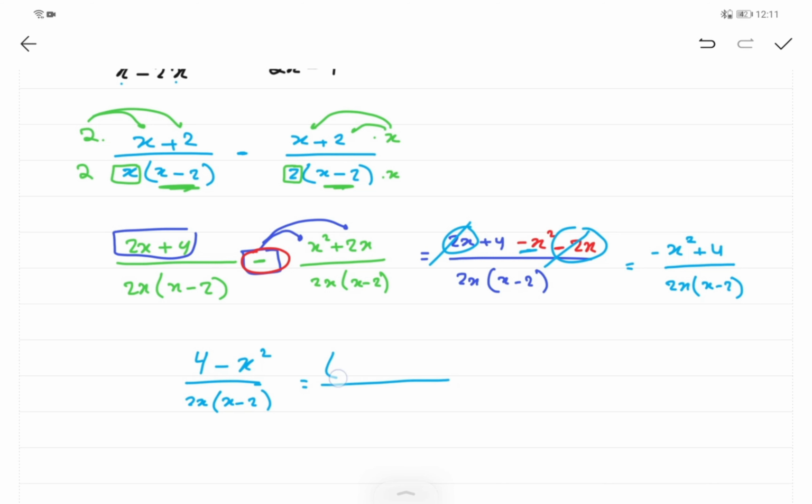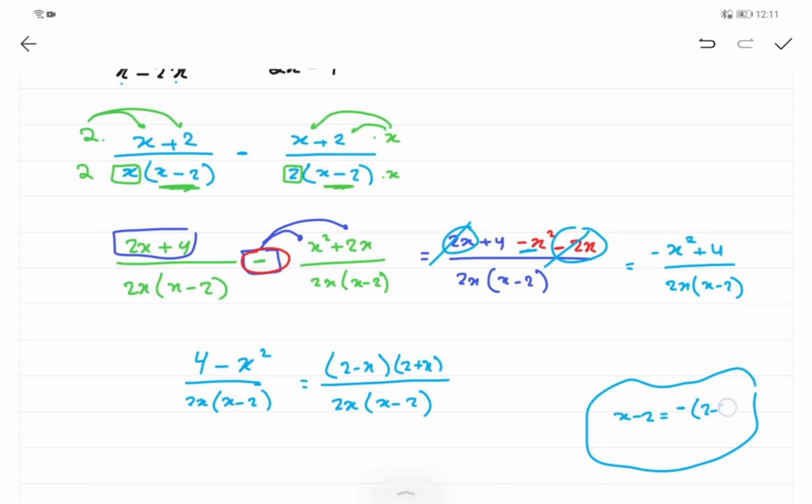So it becomes (2 minus x) multiplied by (2 plus x) over 2x multiplied by (x minus 2). And remember this rule: if we have x minus 2, it's negative (2 minus x). Okay, so if we cancel them, we need to replace one of them by negative 1.